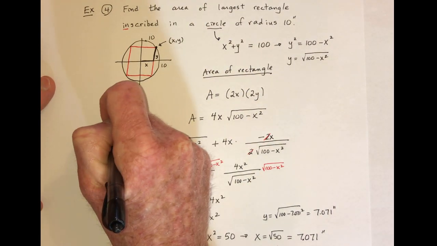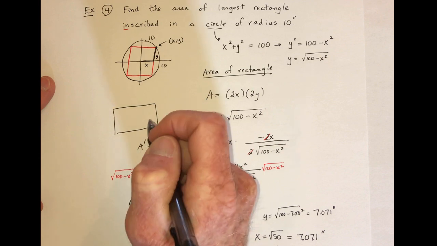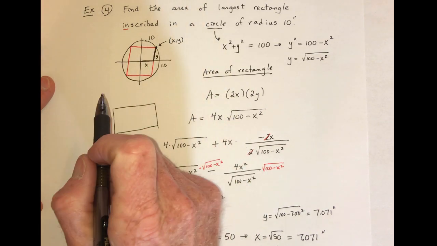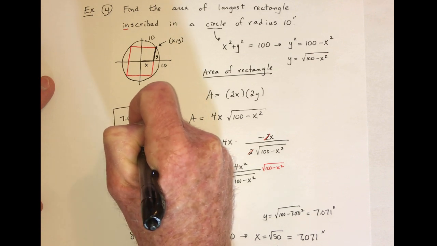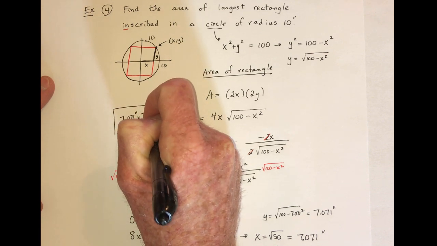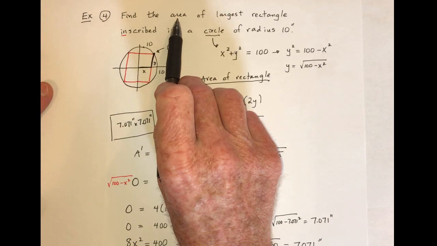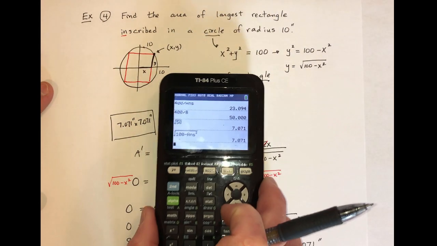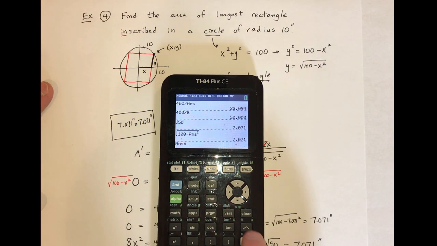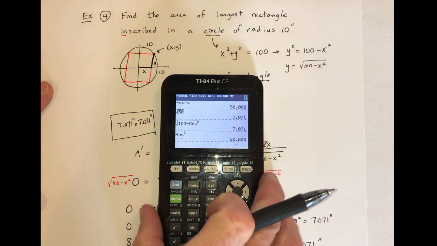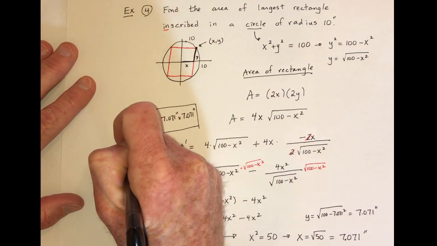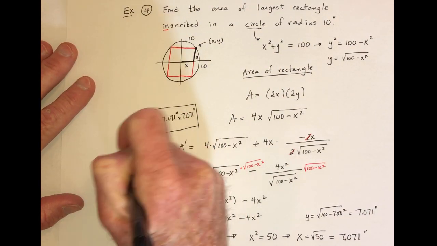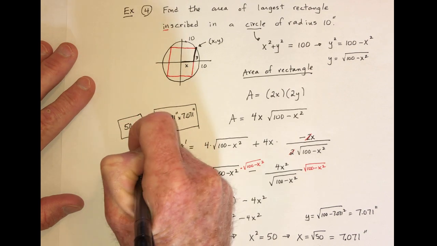So the final answer is that the rectangle is 7.071 inches by 7.071 inches, but I actually said find the area. So times, or I could just say times itself, so squared, so it equals 50. And there it is.